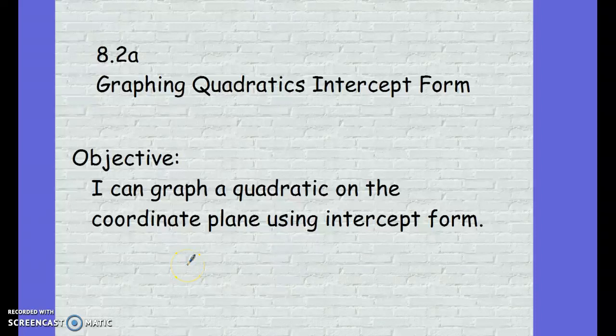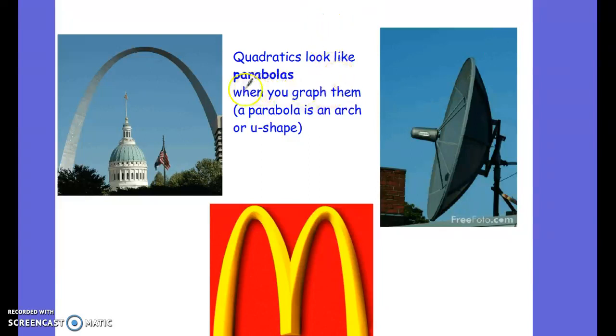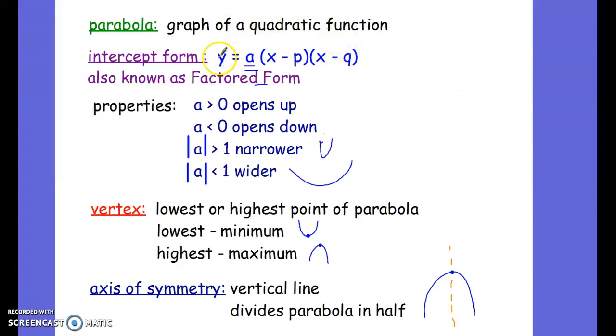8.2a is on graphing quadratics in intercept form, otherwise known as factored form. So we want to be able to graph a quadratic on a coordinate plane or an xy axis, just like we did in Unit 1 with linear equations. So a quadratic, remember, that's in the shape of a parabola. So a parabola is this arch shape or U shape. So unlike linear equations from semester 1 that were straight lines, parabolas are always going to be this arch or U shape. Here's some vocabulary.